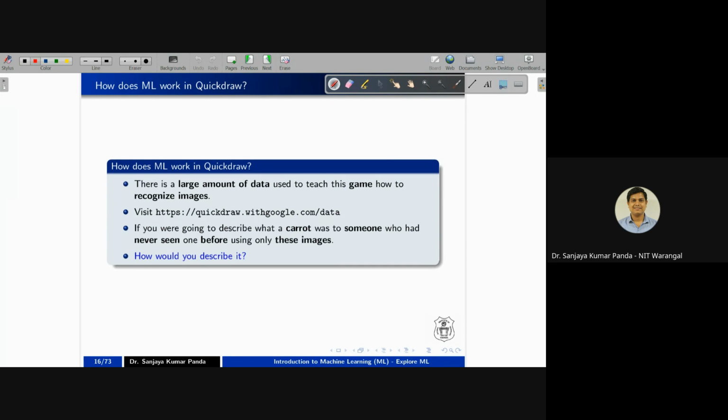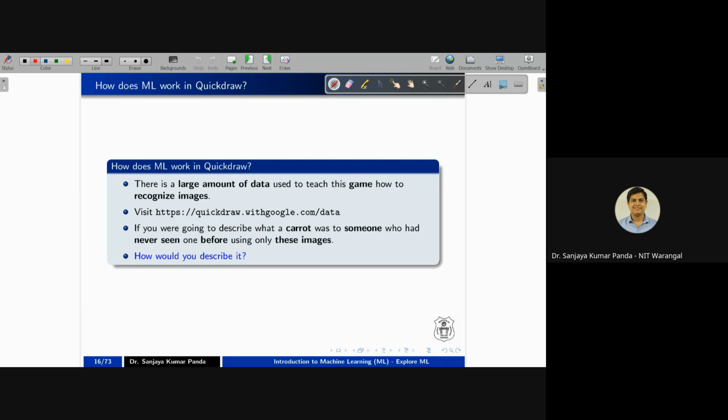For example, if you take an example of carrot, somebody is representing carrot just like a triangle. Let's say all the patterns represent carrot as a type of triangle. But if somebody is representing carrot with a rectangle, then your machine learning model will fail to recognize it as a carrot.